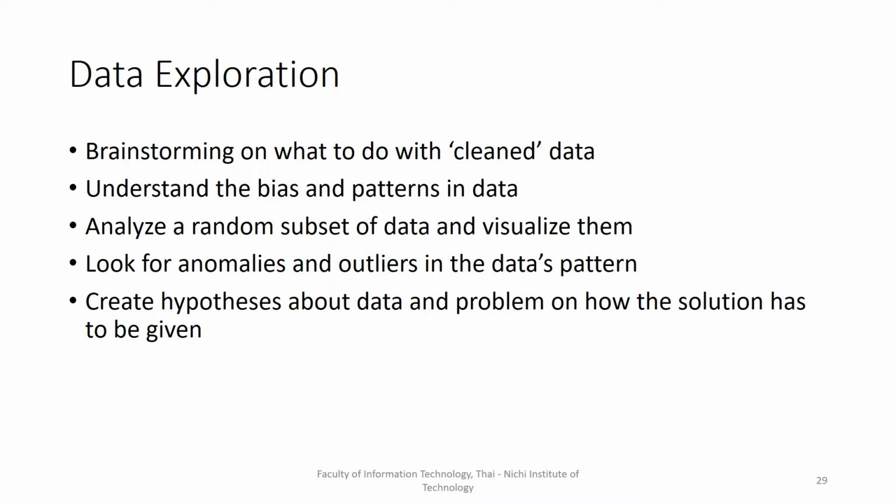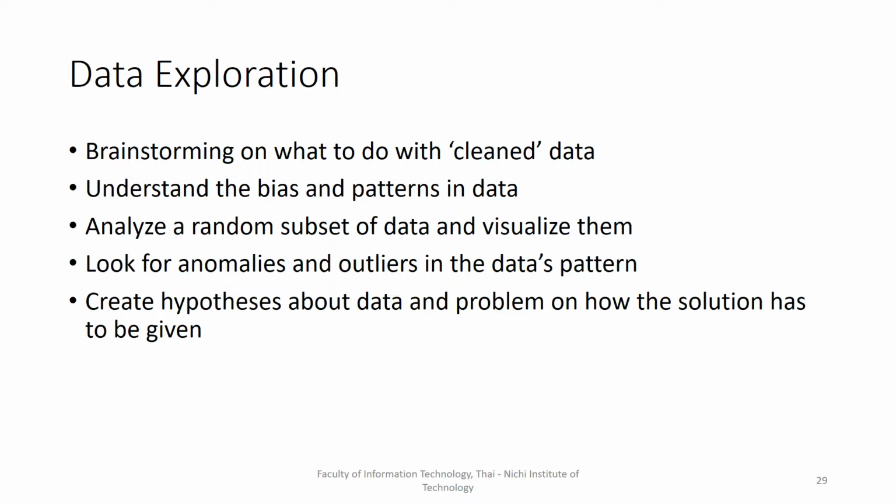Data exploration. We need to do a brainstorming on what to do with the cleaned data. In the previous step, we got cleaner data by using data cleaning. This cleaned data has to be decided on what to be done with, and we have to understand the bias and patterns of the data. We need to look at the data trends and analyze how this pattern of data is going to be. And then we have to analyze a random subset of data and visualize it. We take a subset of data from the main database, and we visualize it.